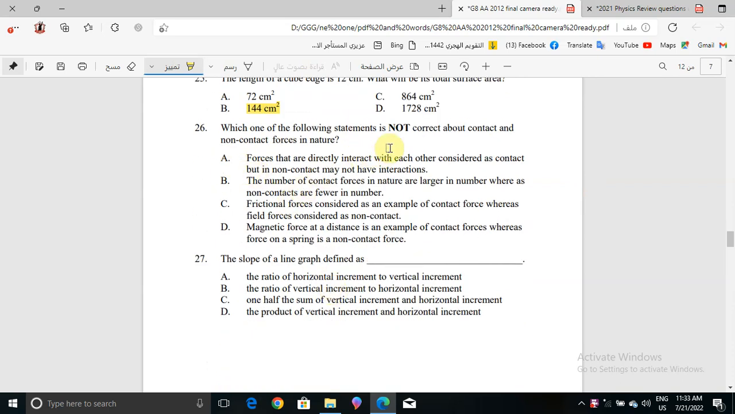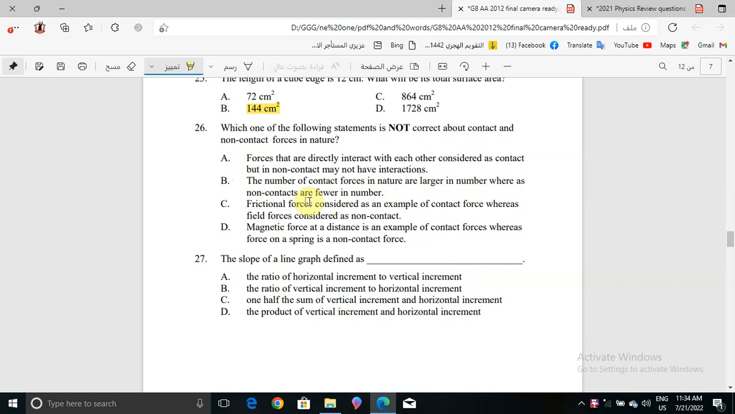Now question number 26. Which one of the following statements is not correct about contact and non-contact forces in nature? Forces that directly interact with each other are considered contact, but non-contact may not have interactions. This is correct. In B, the contact forces in nature are larger in number, whereas non-contact forces are fewer in number. This one is also correct.